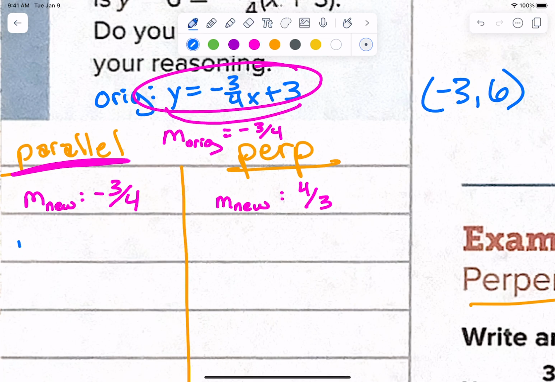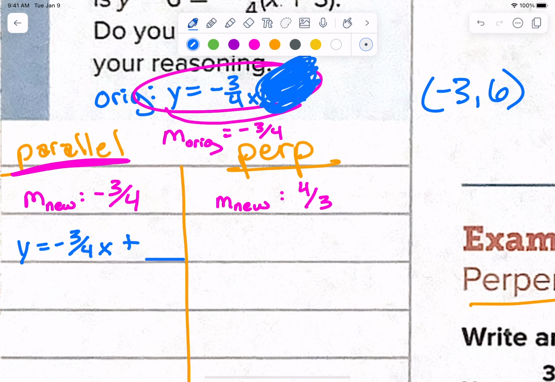So now at this point, I am at y equals negative 3/4 x plus what? What goes here? 3. This number right here? We don't ever use him. You scratch him off. You don't ever use the same y-intercept, okay? We have to find b. How do we find that b?